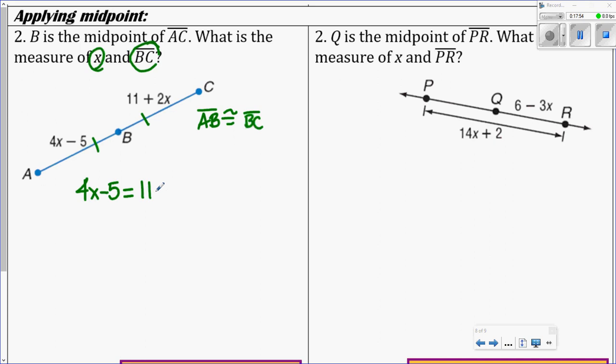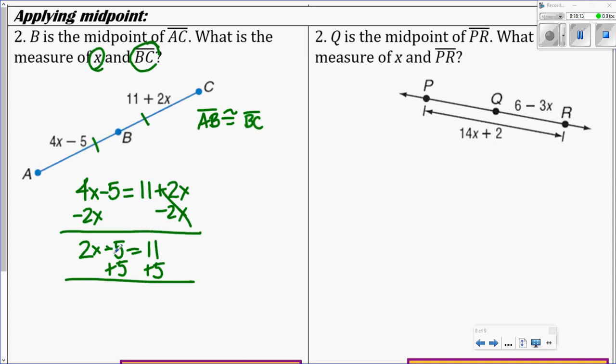So you have 4x minus 5 equals 11 plus 2x. Again, you solve for x. Subtract 2x on both sides. Bring down the -5 and the 11, and you add 5 on both sides. Cancel this out. Bring those two down, 2x, and then add these two, 16. Divide by 2 on both sides. Your x should equal 8. That's one of them. Now they want you to find BC, this segment BC.